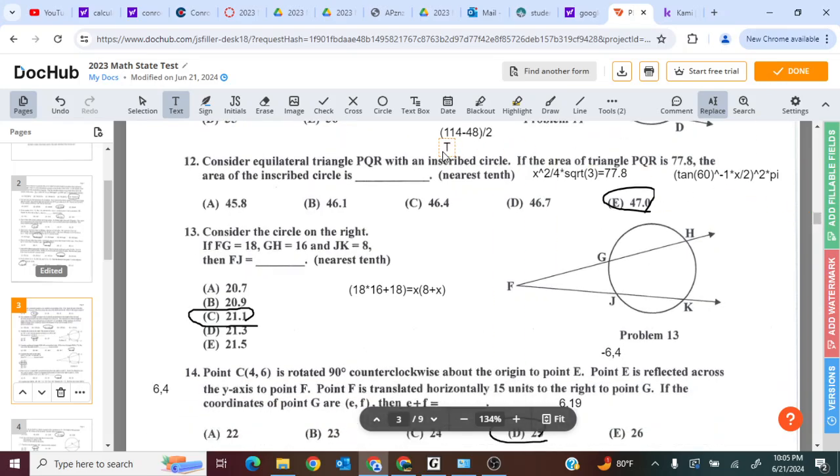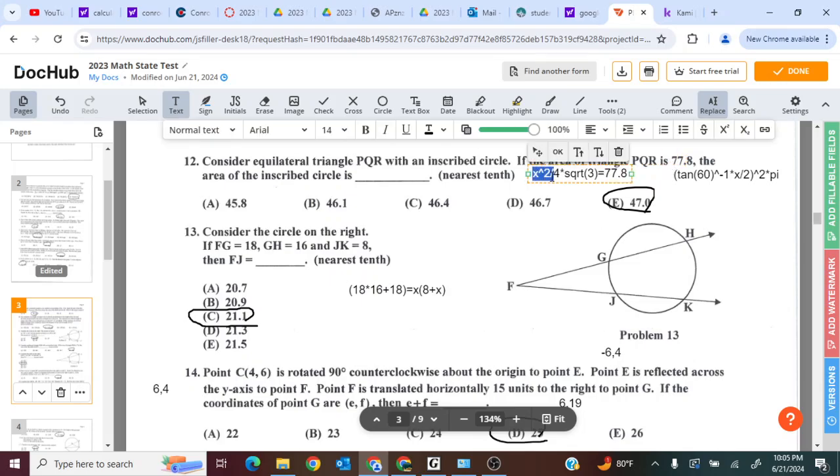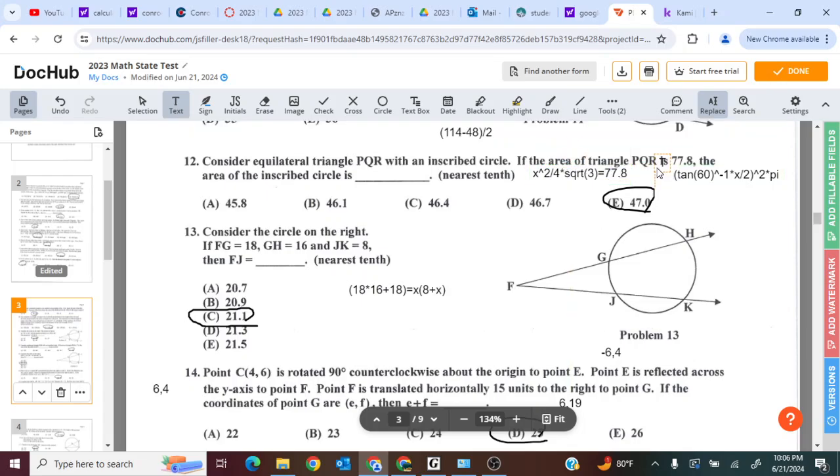So yeah, let's continue. Equilateral triangle with an inscribed circle. The area of the triangle is this. What is the area of the inscribed circle? First off, let's figure out the side of the triangle. So the area of an equilateral triangle is side squared over 4 times square root of 3. Gets you your number.